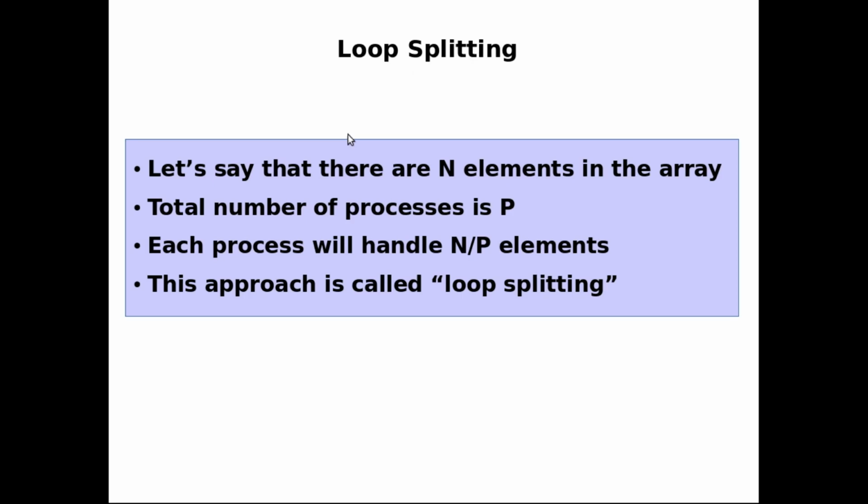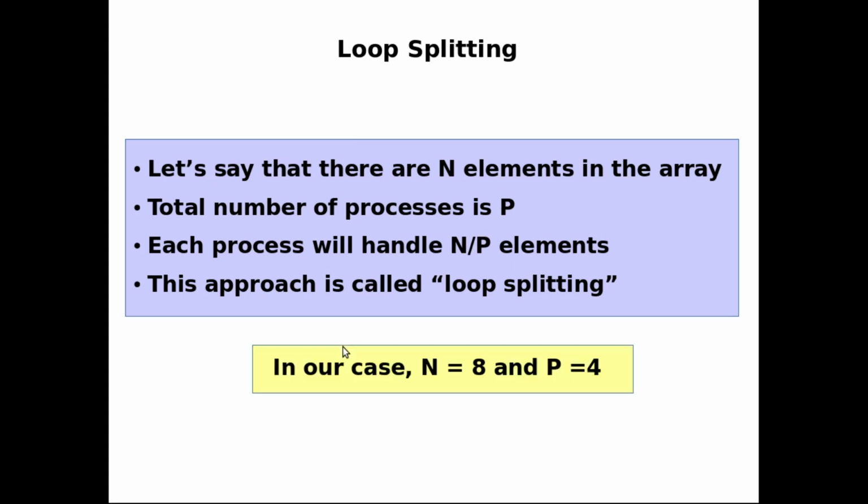So in general, in loop splitting, let's say we have n elements in the array and we have p number of processes, then each process will handle n divided by p elements. So if we have 8 elements and if we have 4 processes, 8 divided by 4 will be 2. Each process will handle 2 elements. And this kind of approach is called loop splitting. In our case, n is equal to 8 and the total number of processes that we will use is 4.